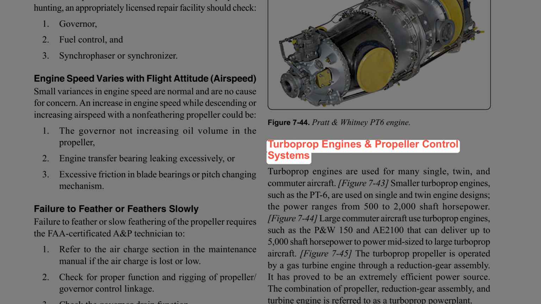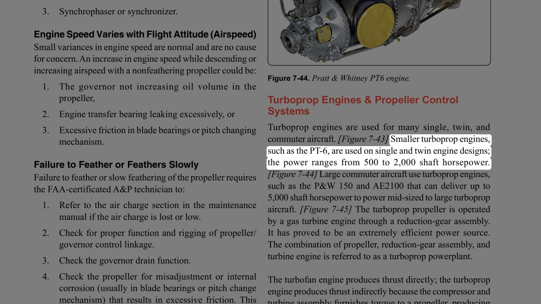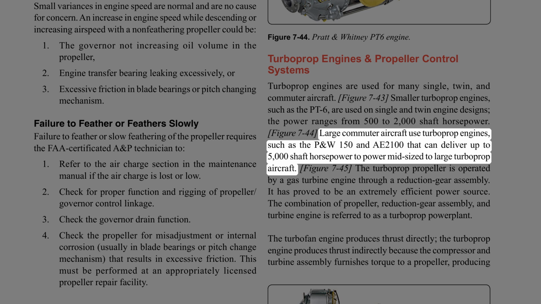Turboprop engines and propeller control systems. Turboprop engines are used for many single, twin, and commuter aircraft. Smaller turboprop engines, such as the PT-6, are used on single and twin engine designs. The power ranges from 500 to 2,000 shaft horsepower. Large commuter aircraft use turboprop engines, such as the PW150 and AE 2100, that can deliver up to 5,000 shaft horsepower to power mid-sized to large turboprop aircraft.